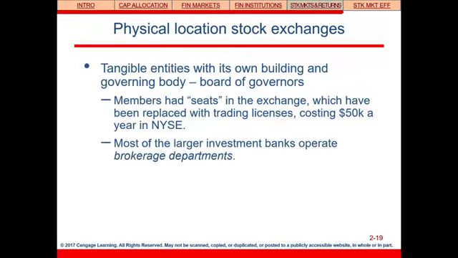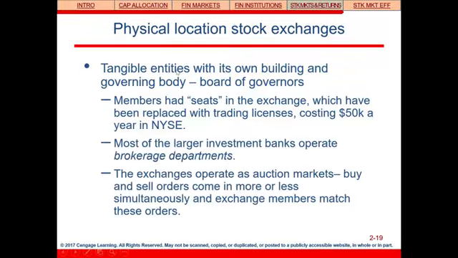So physical location stock exchanges have tangible entities with their own building and governing body. That's the board of governors. And members usually had seats in the exchange, which have been replaced with trading licenses costing about $50,000 a year in New York Stock Exchange. So you have to buy the license in order to trade in the exchange. Most of the larger investment banks operate brokerage departments. And the exchanges operate as auction markets. Buy and sell orders come in more or less simultaneously, and exchange members match these orders. Yeah, so that's a physical location stock exchange.